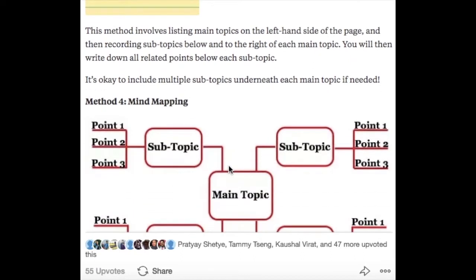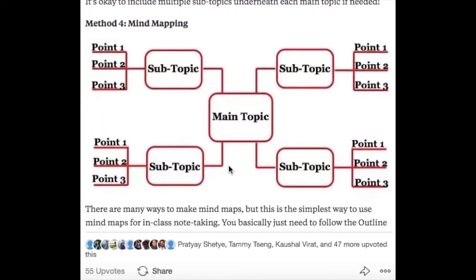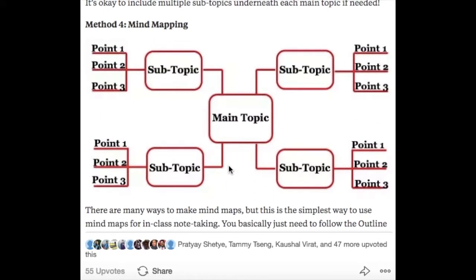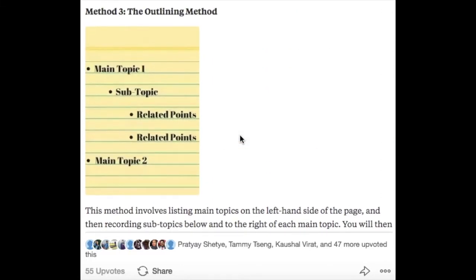Okay, so now we're on to mind mapping, and mind mapping is more practical, I would say, to do before or after class, although you can certainly do it in class. There are a lot of different ways to do mind mapping, but this is just one of the basic ways that I'm showing on screen, and it's essentially the outline method. As you can see the similarities, let me go back to the outline method.